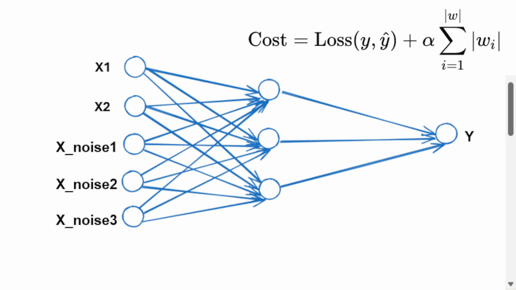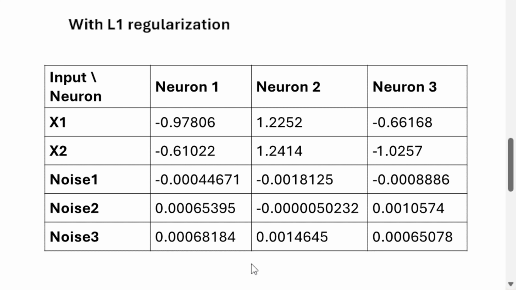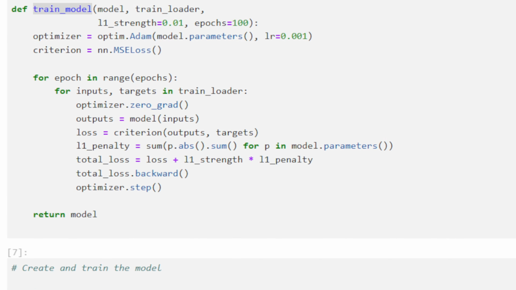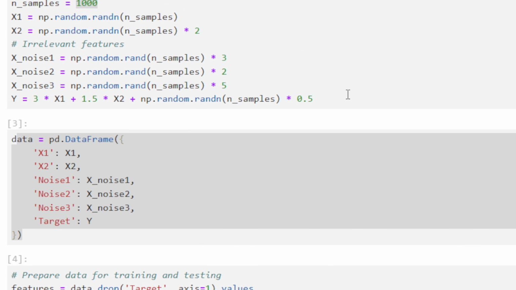Depending on our observation with L1 regularization and these values connected to noise 1, noise 2, and noise 3, we can say that in this neural network X noise 1, X noise 2, and X noise 3, these 3 features are not much important. These 2 features are the most important ones. And that matches with what we started this video with. Y is relevant to X1 and X2 only. Y is not related to these 3 features at all.